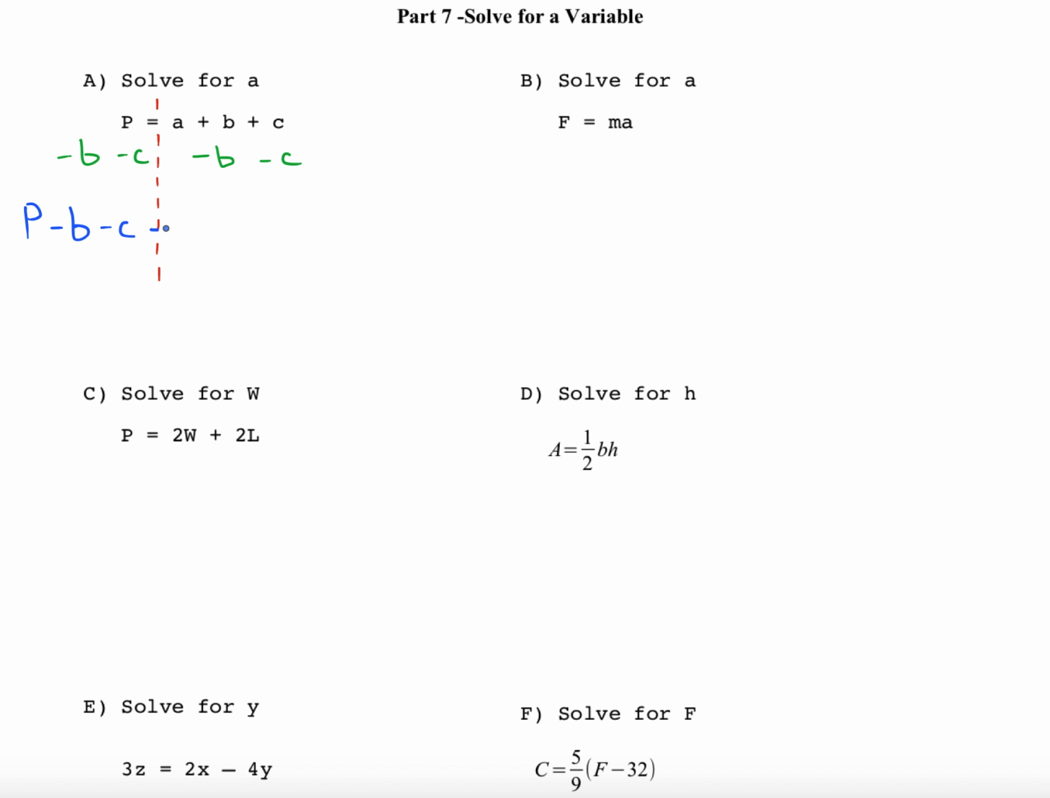Then let's put our equals in. And we see that here on the right side, our b's will cancel and our c's will cancel, but that was the goal. We wanted to get the a alone. So there's our answer. A equals p minus b minus c.